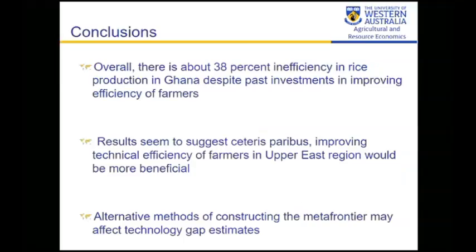Okay. So in conclusion, we said that overall there is about 38% inefficiency in rice production in Ghana. And all things being equal, it will be more beneficial to invest in improving the managerial skills of farmers in the Upper East region of Ghana, and also introduce new technology to improve efficiency of farmers in the Northern region of Ghana. And the key aspect of these findings is the fact that the method used in constructing the Metafrontier is very important because it affects the technology gap estimate, which will have an effect on the overall efficiency estimate that we derive from our models.